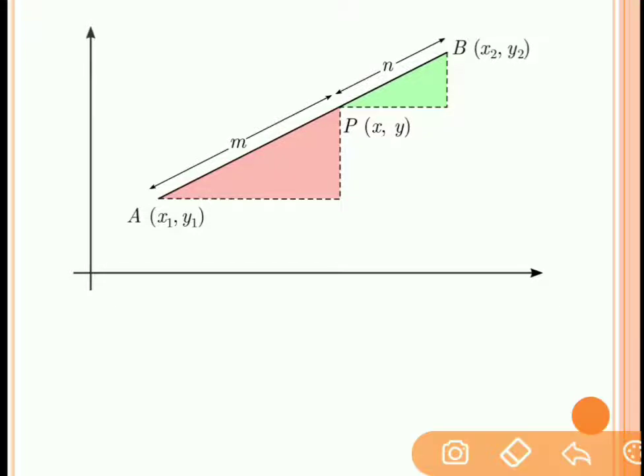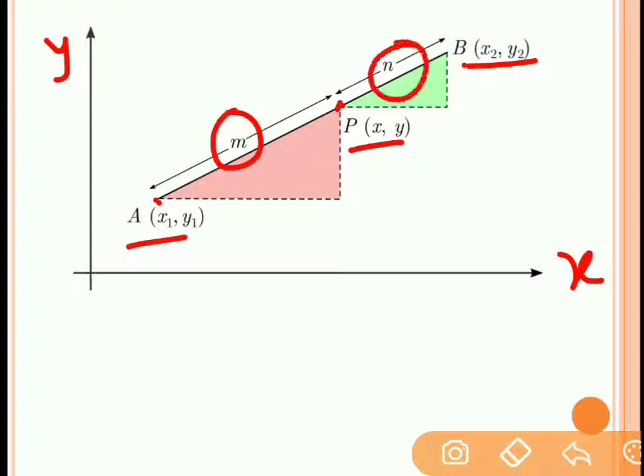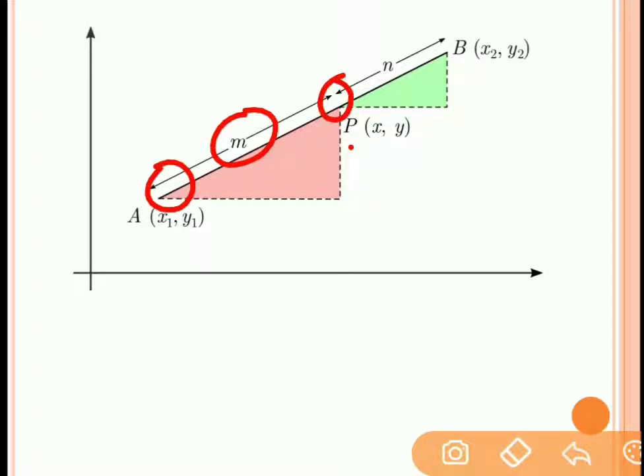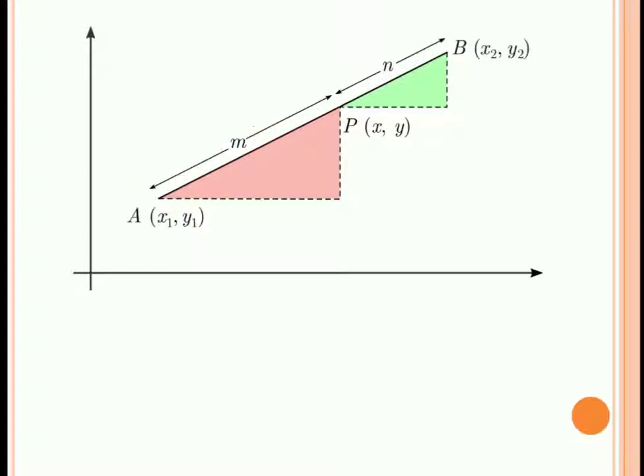Consider two points A and B, A as (x1, y1) and B as (x2, y2). These two points are located in the Cartesian coordinate plane with x and y axes. Consider the point P as (x, y). It will divide the line AB, the line from A to B, into the ratio of m is to n. What it represents is that the point P is at m distance from point A and n distance from point B.